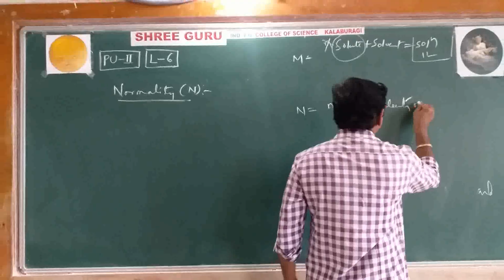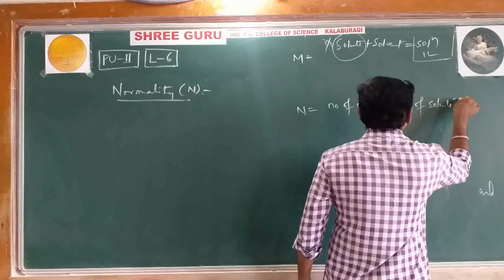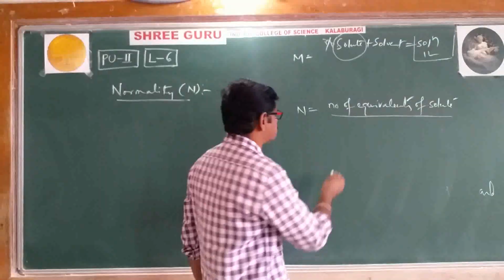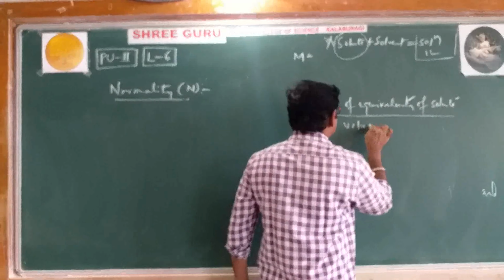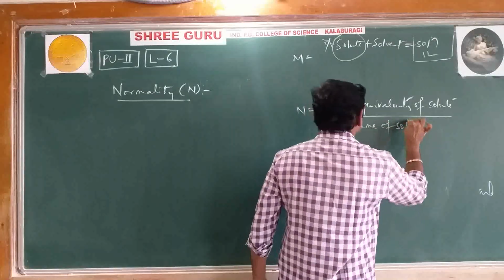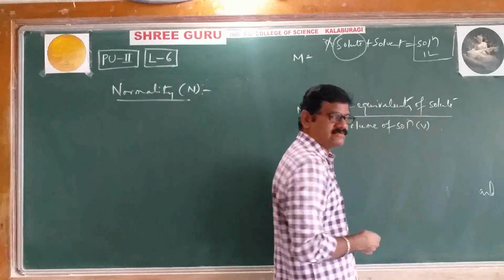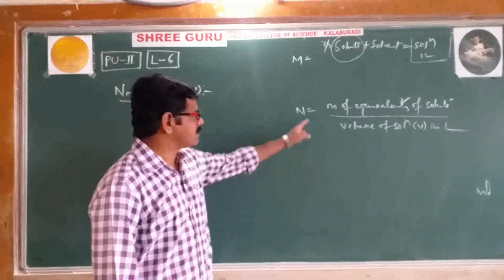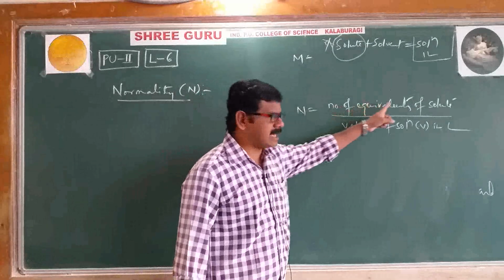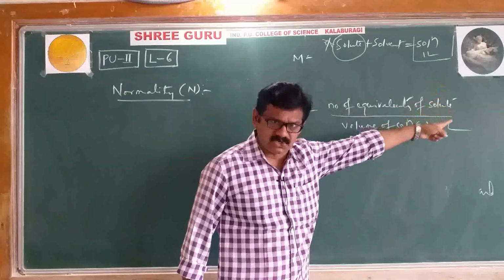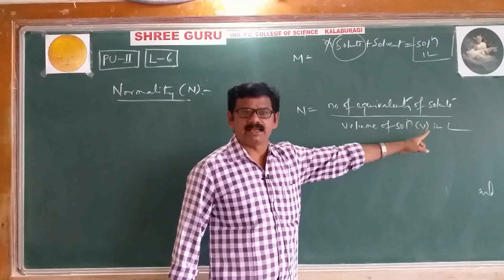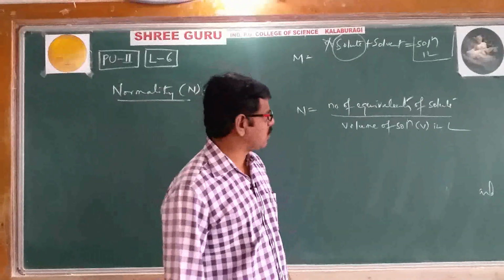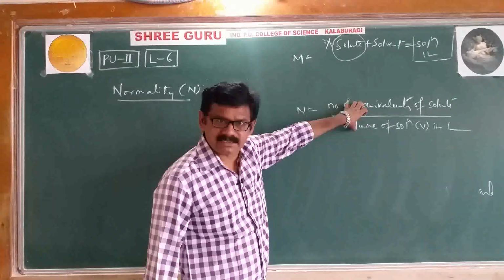Normality is the number of equivalents of solute present in 1 liter volume of solution. We write volume of solution, designated in liters. That's it. The number of equivalents of solute present in 1 liter volume of solution is called normality. Now again we'll expand this formula.